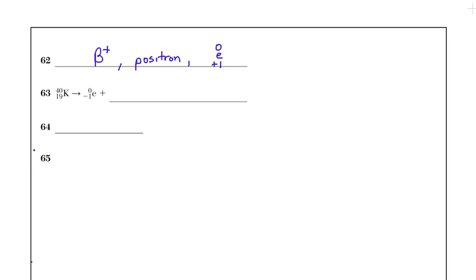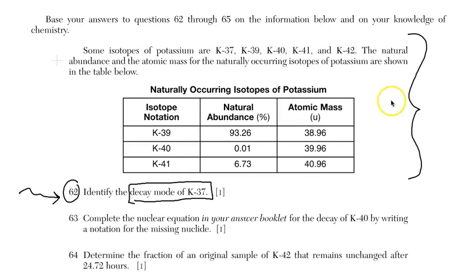Didn't need that blurb at all. B plus, which is the same thing as a positron, or you could have written the particle that's given to you in Table O. But I get this directly from Table N. That's all that question was. Number 63. Again, I know I have a blurb of information that I may need some information for, but I'm going to read the question first and see if I have to go back.